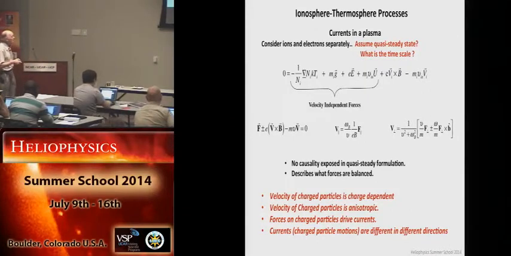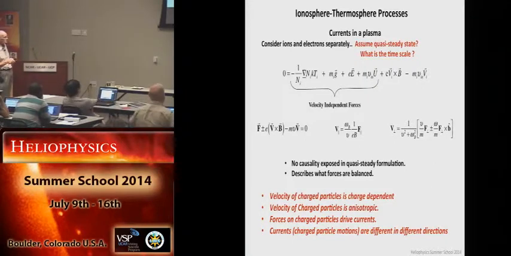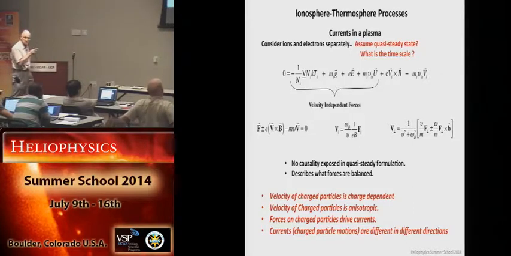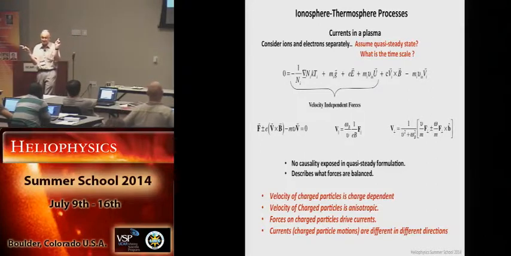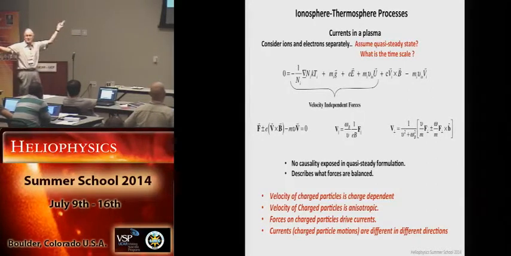Okay. So what does this all mean? What this means is that the velocity of charged particles is dependent on the charge. You see this nu over omega term here. The omega here depends on the charge of the particle. The velocity of the charged particles is anisotropic. That means the velocity of the particles is different parallel and perpendicular to B, and it's different in two directions mutually perpendicular to B.